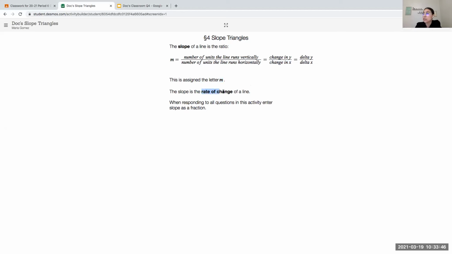We also refer to the slope as the rate of change of a line. And going forward in this activity, we always write our slope as a fraction, because a ratio can be written as a fraction. Make sure your slope is always as a fraction. What's cool though is that this activity will show you slope as a decimal, just so you see how these slopes are related or similar.